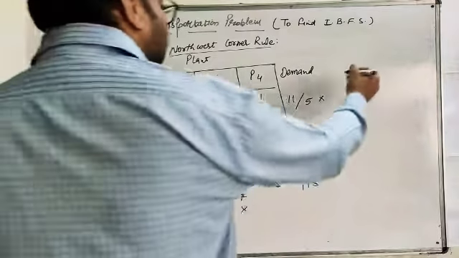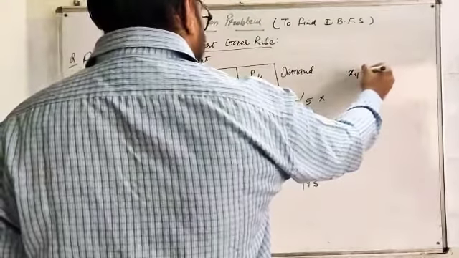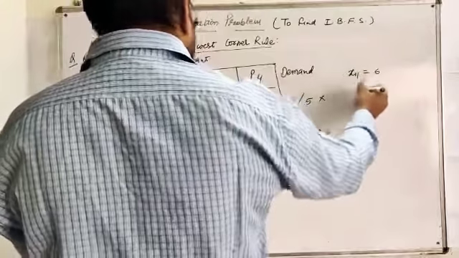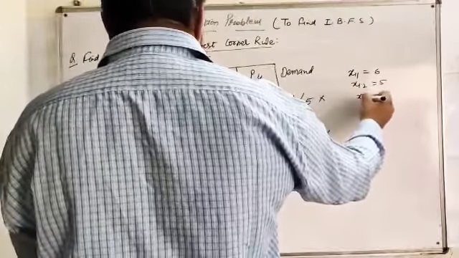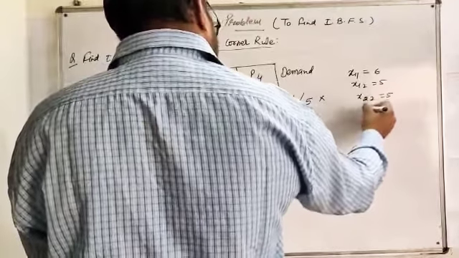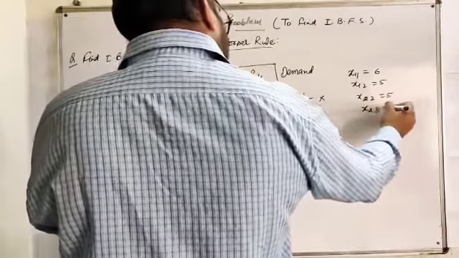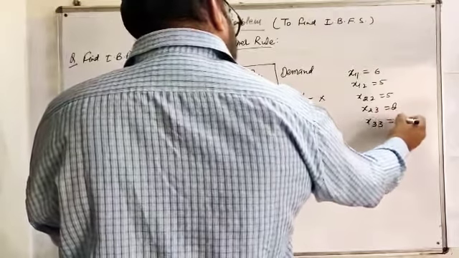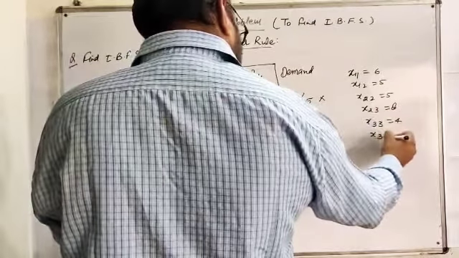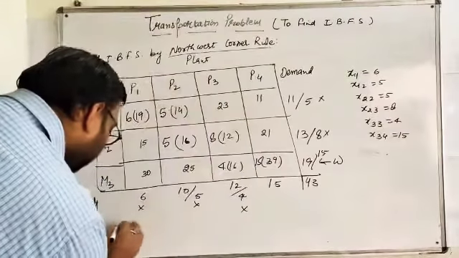Now what is x11? The x11 is 6 entries. X12 is equal to 5. X22 is also 5. X23 is 8. X33 is 4. And x34 is 15.